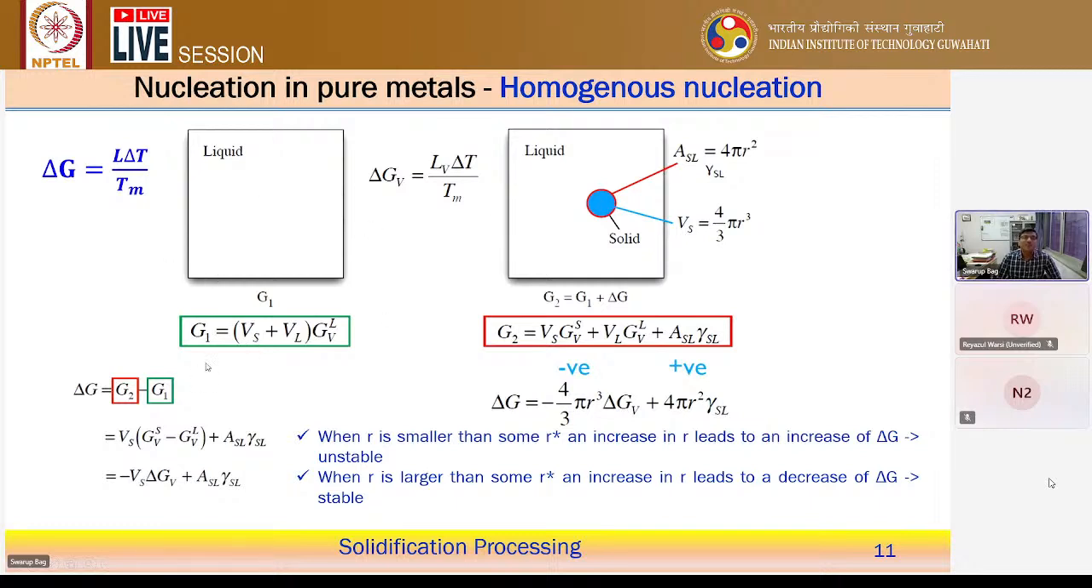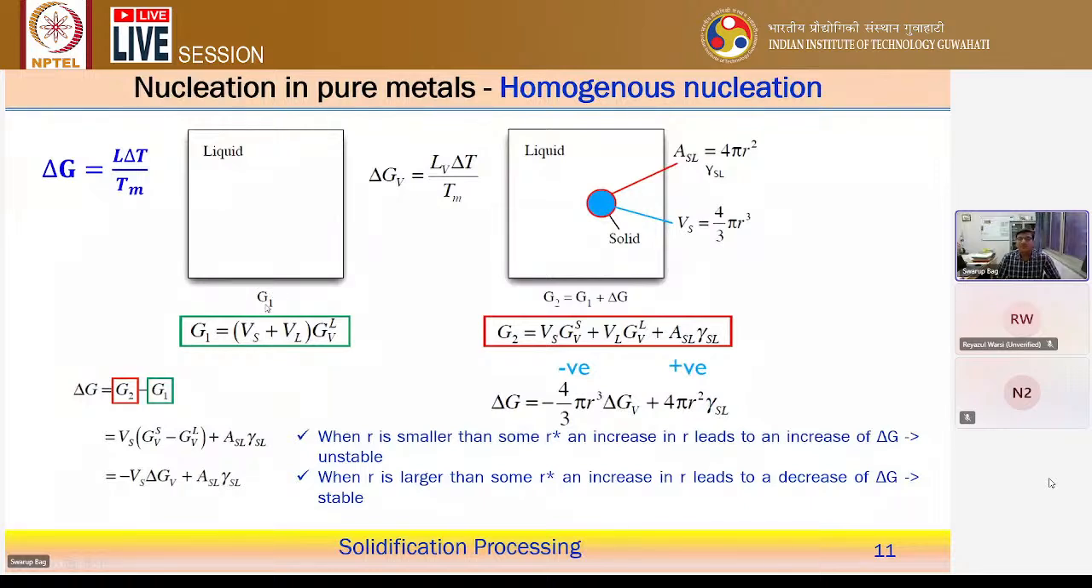Now, what are the absolute values of the free energy available in the liquid phase? So here we assume the liquid phase has free energy G1, versus the solid phase of the same volume, assuming that this volume is creating the nucleus. So basically the nucleus volume is Vs, which is included here, and the remaining volume is VL. Initially all is liquid phase, therefore Vs plus VL is the total volume of the liquid phase, multiplied by GVL, the volume free energy of the liquid phase. And this is the value of the free energy available for the liquid phase.